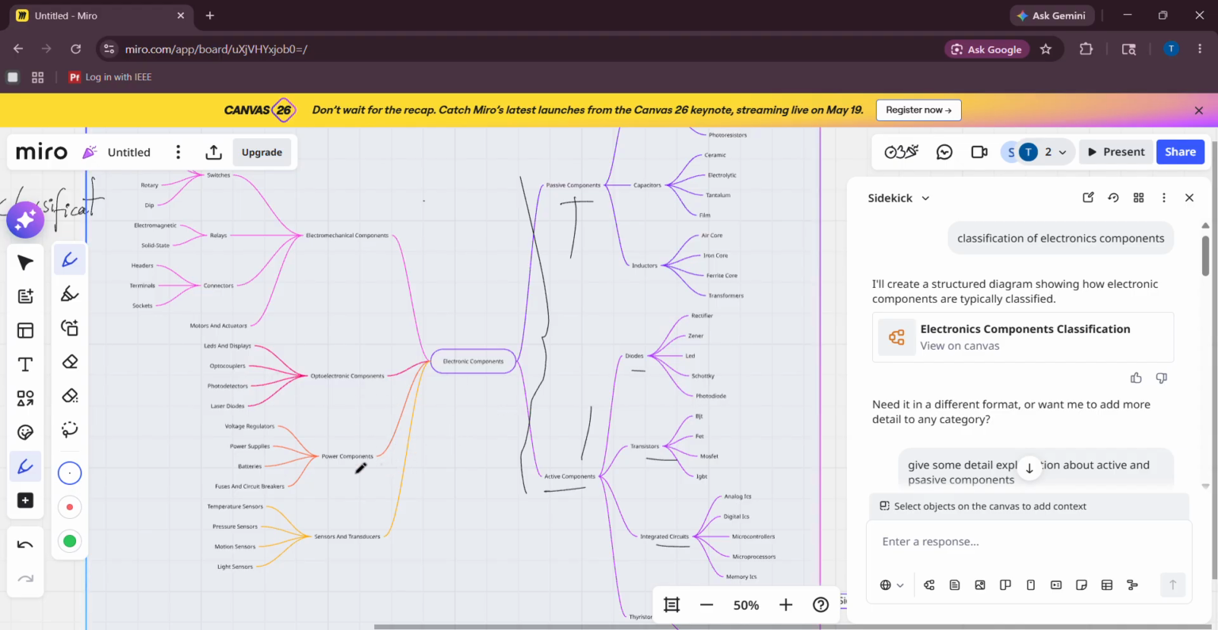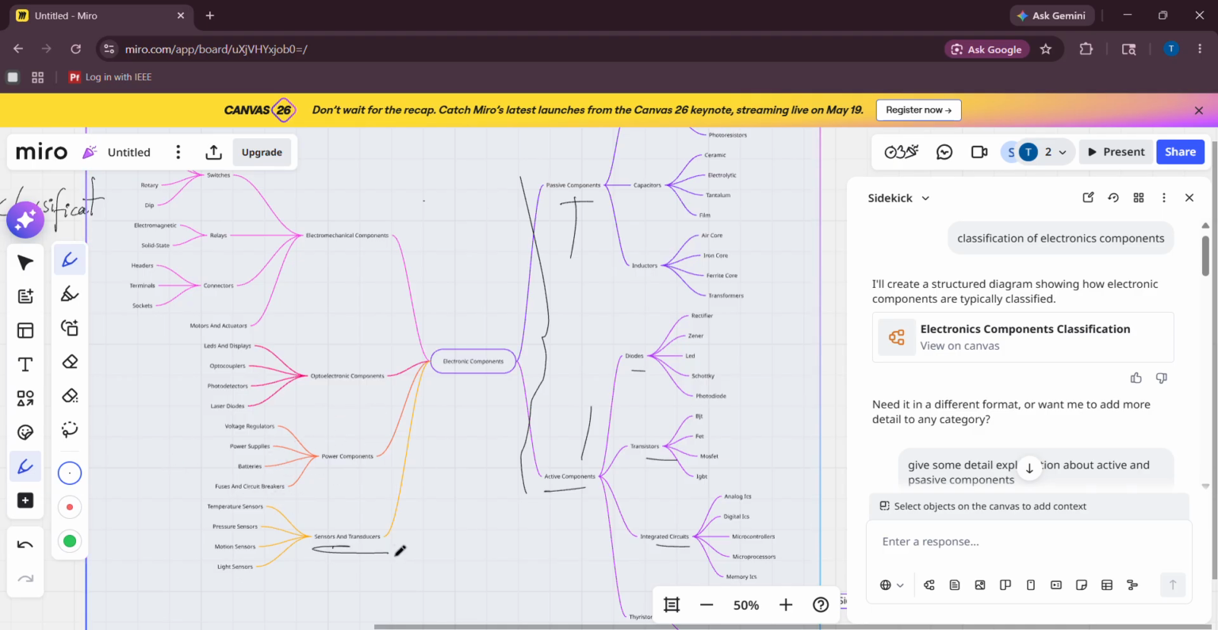Electronic components. And there are power components, meaning voltage regulators. According to the voltage fluctuations, you want a proper connection, meaning proper, constant voltage. Then use the voltage regulators, batteries, fuses. Those are all the power components we are going to use.